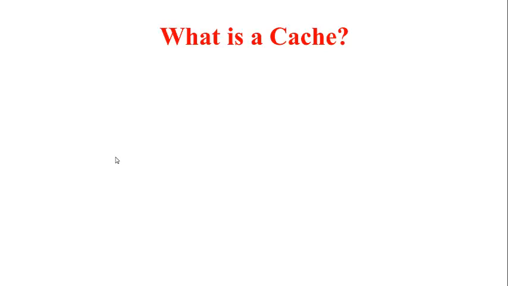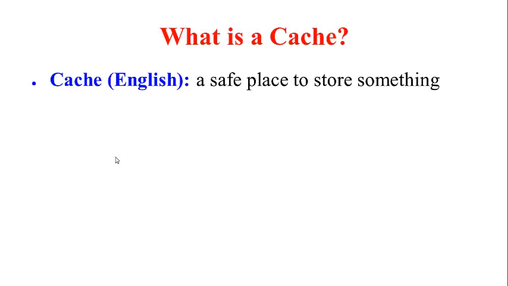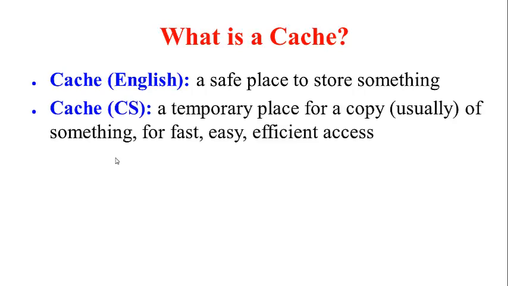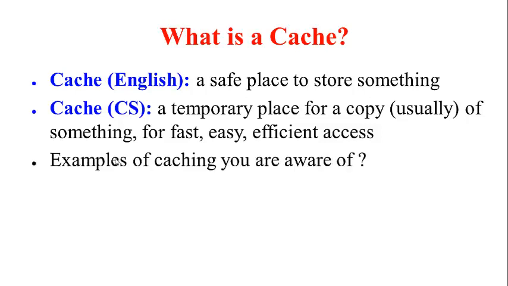In normal English usage, what does the word cache mean? In normal English usage, the word cache means a safe place to store something. For example, you can talk about a squirrel storing a cache of nuts for the winter. Now, what does this word mean in a computer science context? In a computer science context, this word means a temporary place, usually a copy of something, and this copy helps in fast, easy, and efficient access to whatever is being stored. Can you think of other examples of caching you are aware of in the computer science context?